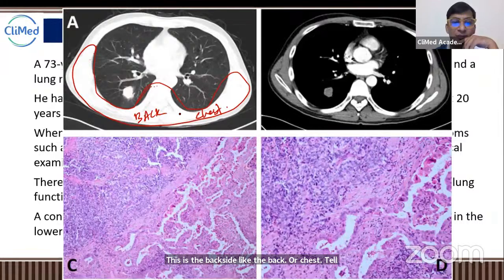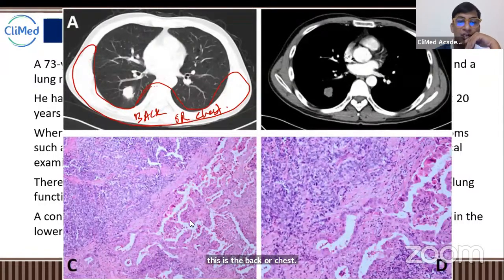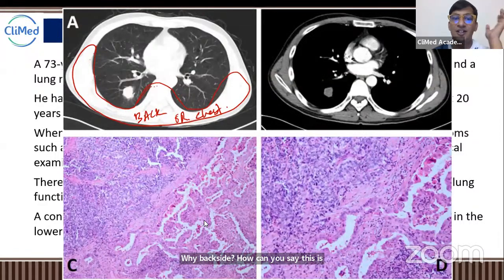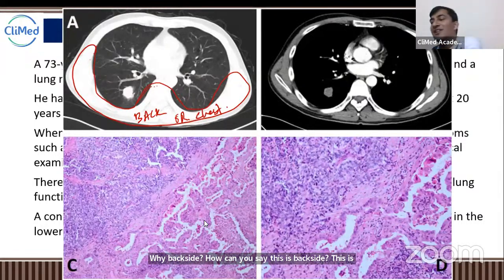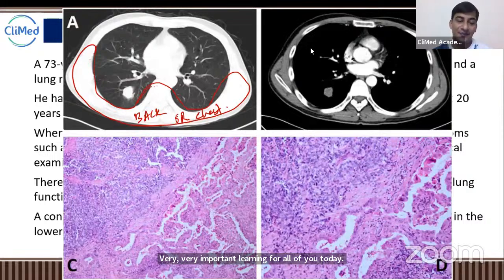Tell me, is this the back or chest side? Don't tell me yes, I'm not asking yes. Tell me whether it is the back side or the front side. Why back side? How can you say this is back side? This is a very important learning for all of you in today's class. Tell me why it is back side.